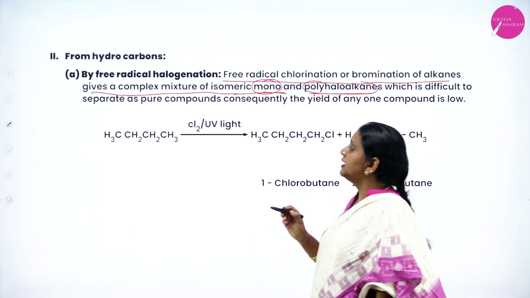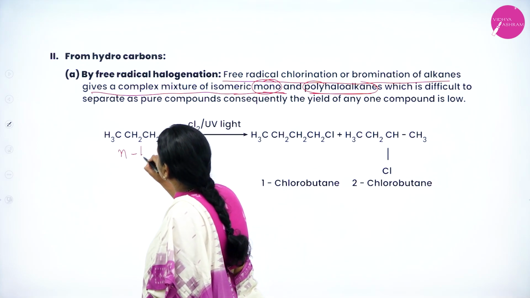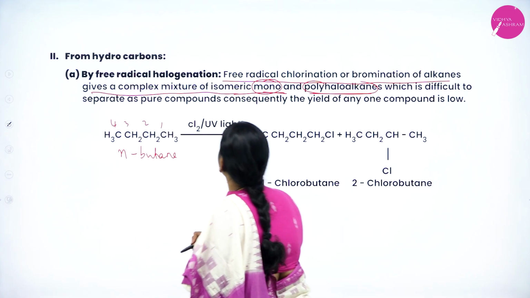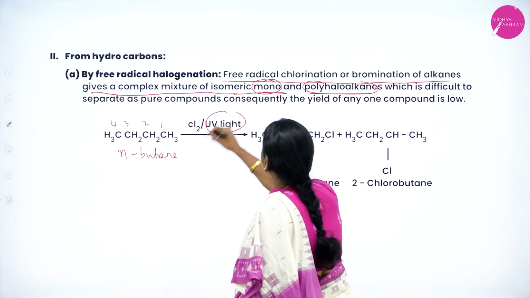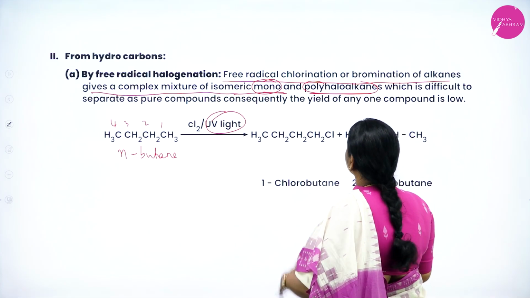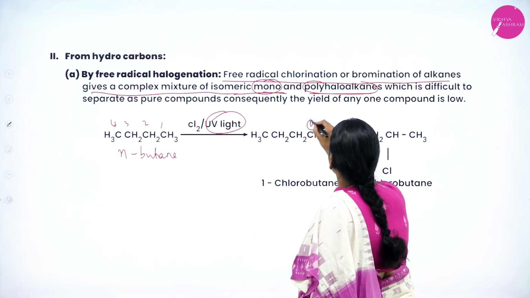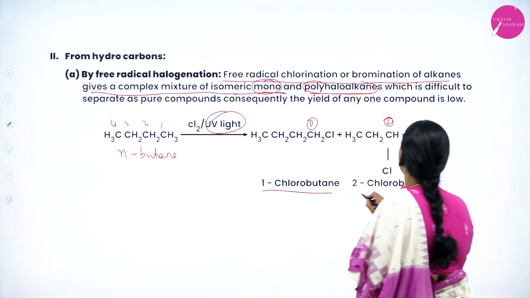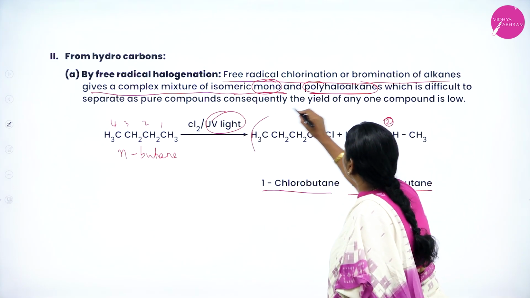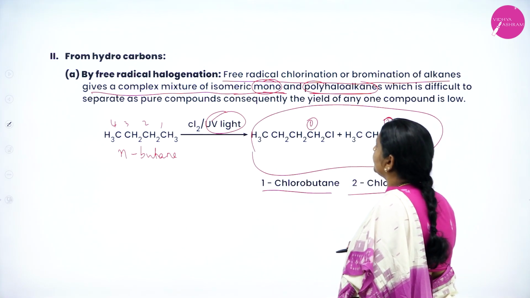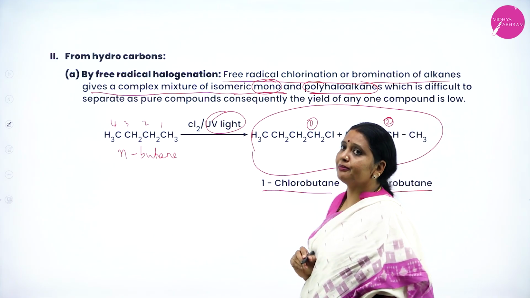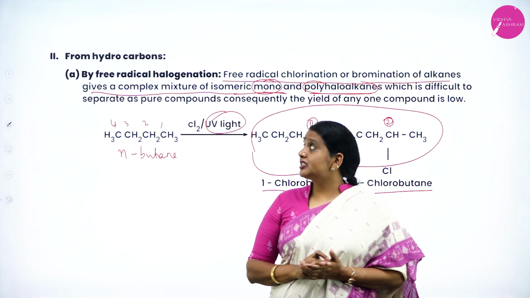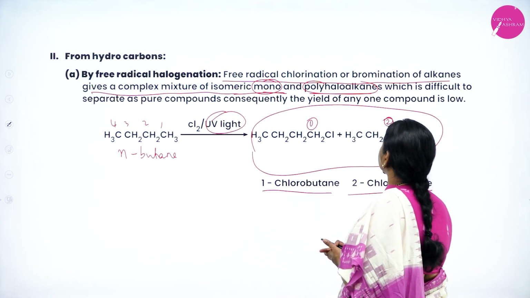Here, I'll consider n-butane. How can you say it is n-butane? It has 4 carbon atoms. It reacts with chlorine in the presence of sunlight. Here, the first carbon is replaced by chlorine as well as the second carbon also replaced by chlorine. Here we will get 1-chlorobutane and 2-chlorobutane. When we get an isomeric mixture, it is very difficult to separate. So this is called free radical halogenation.